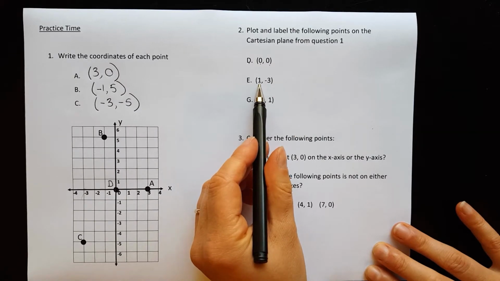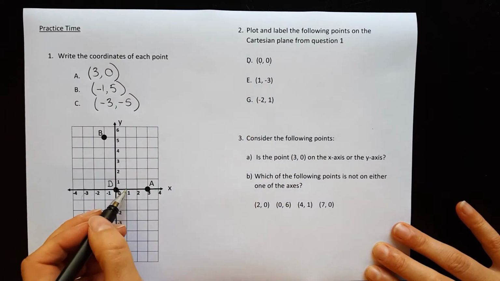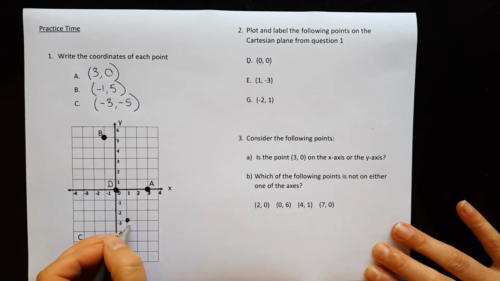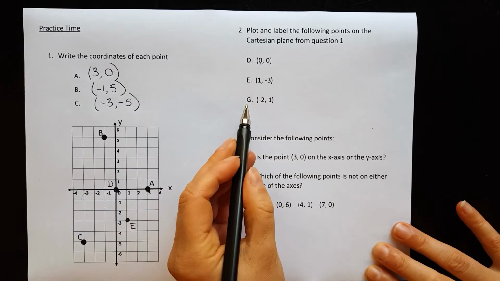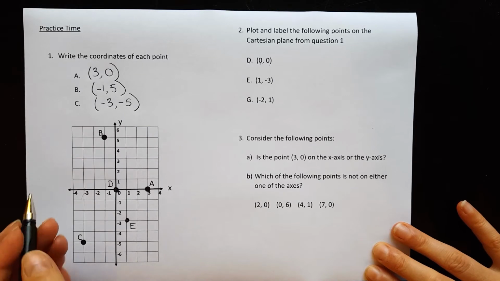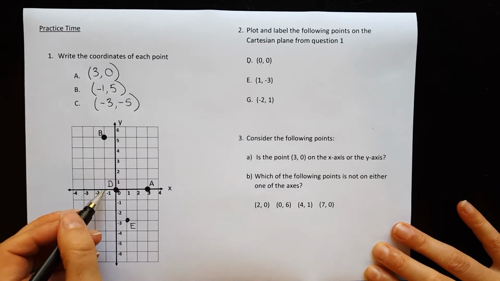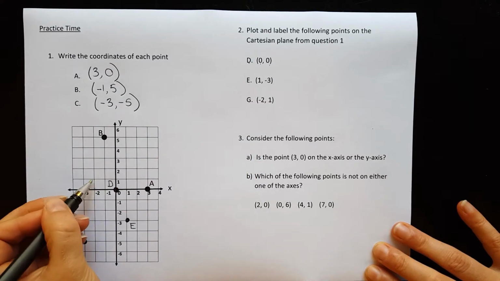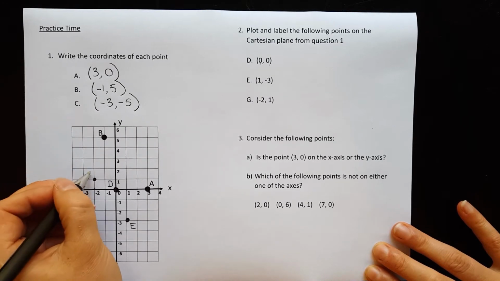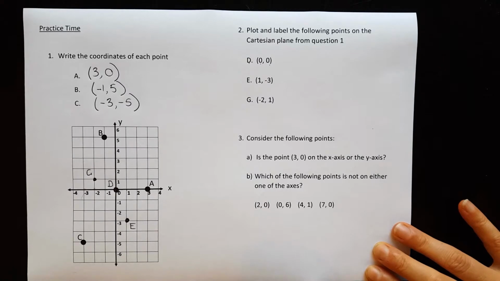E is the point 1, -3, x is 1, y is -3. That is E. G, for some reason, we didn't go D, E, F, we've got a G here. We're going to go to x is -2 and a +1. So that is going to be G.